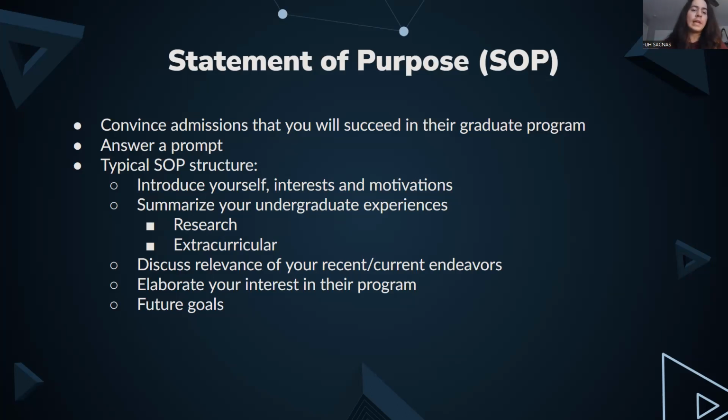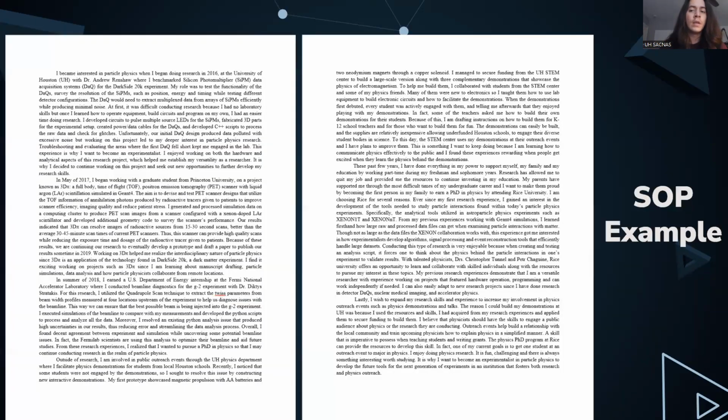So it'll typically be like a prompt you might have to answer. And the typical structure is you introduce yourself, interests, motivations, summarize your experiences that are relevant, and that could include research, extracurricular, discuss the relevance of your current or recent endeavors. You might want to elaborate your interest in their program and why you're a good fit for their program, and any future goals you might have and how their program can help you attain those goals.